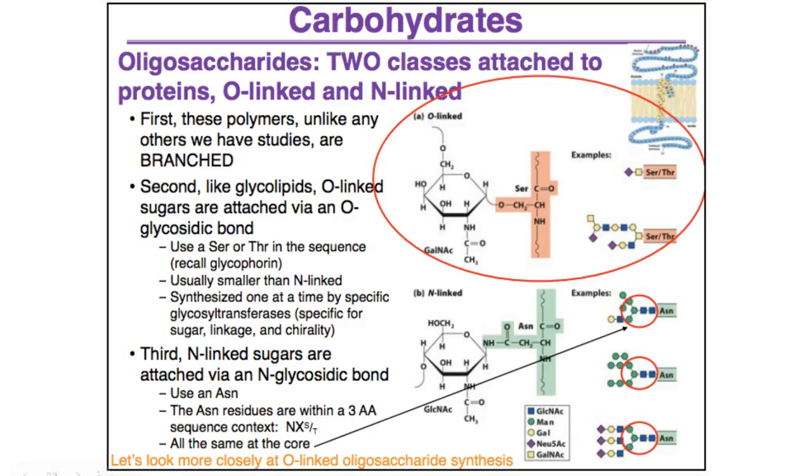As we continue on with these oligomers being bonded to proteins, these can be oxygen linked or nitrogen linked. They show the example of serine, which has the oxygen link, and this one with asparagine, which has the nitrogen link. This is just general education. And this concludes part one of the lecture on carbohydrates.